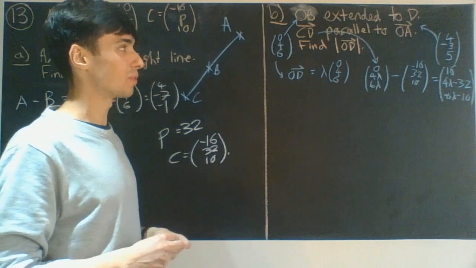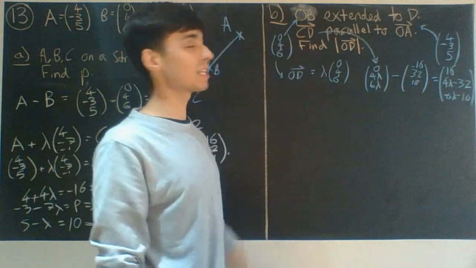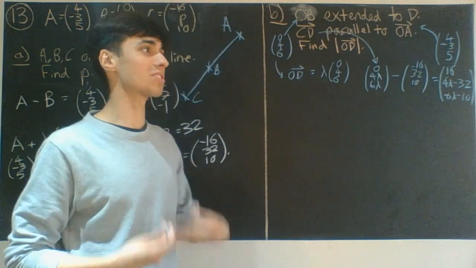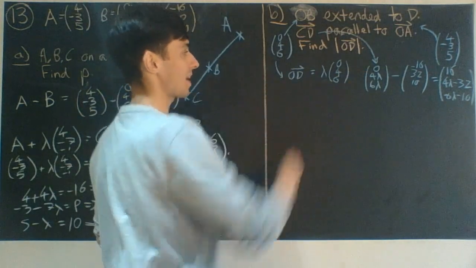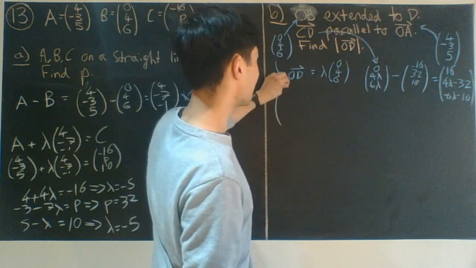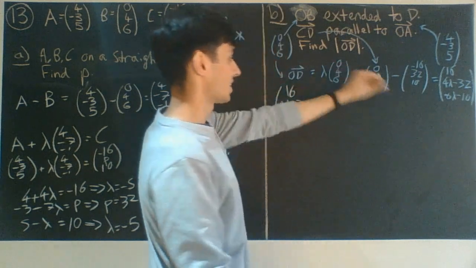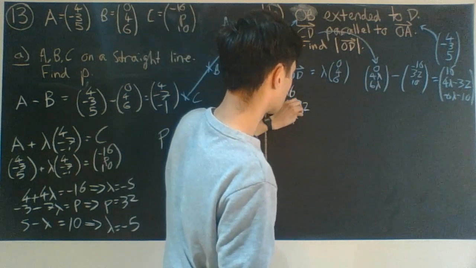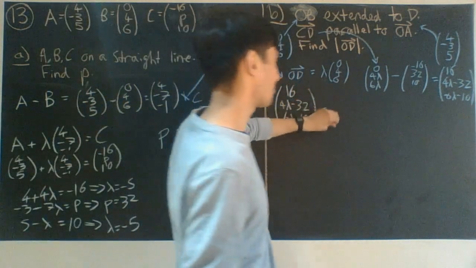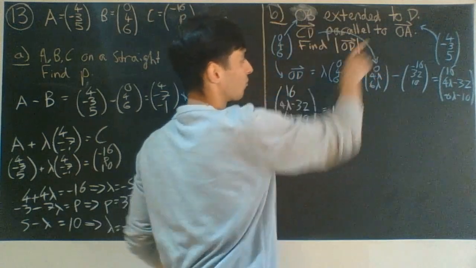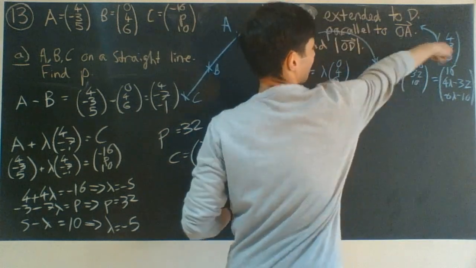Well, now we've got these two vectors, CD and OA, and if CD is parallel to OA, that means it's some scalar multiple of OA like we did earlier. So we can say that this vector CD, (16, 4 lambda - 32, 6 lambda - 10), is some scalar multiple. We run out of lambdas, so we're going to have to use a mu now, of (4, -3, 5), because that's our vector OA.